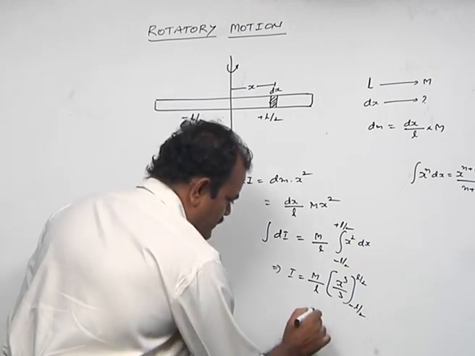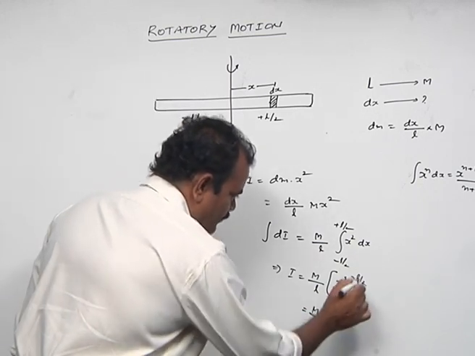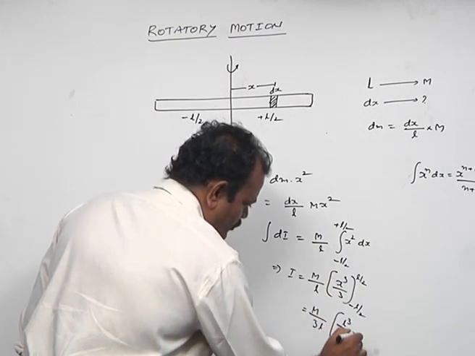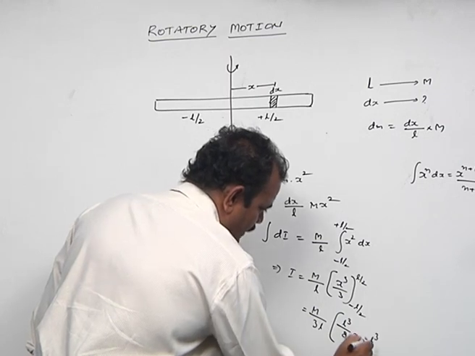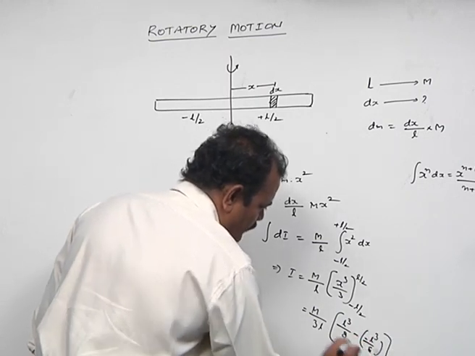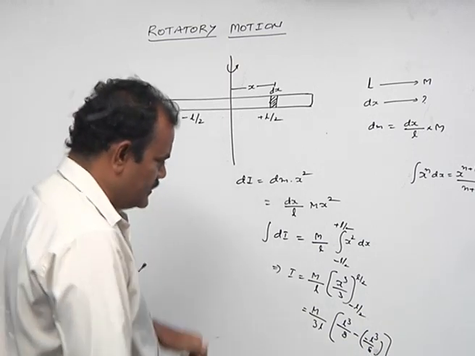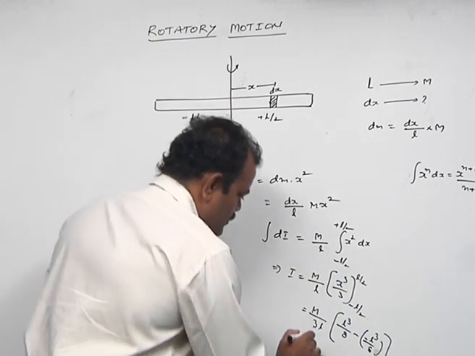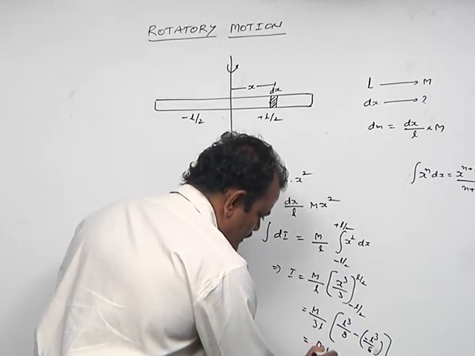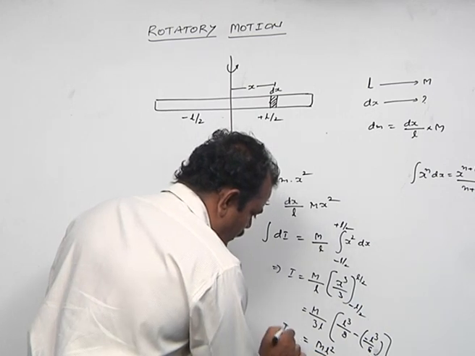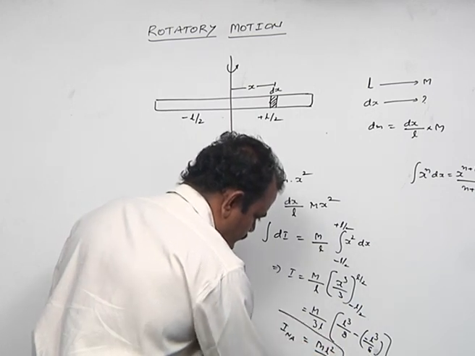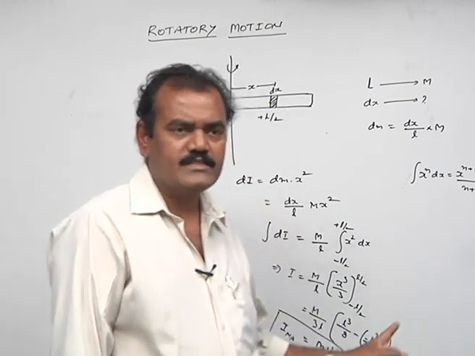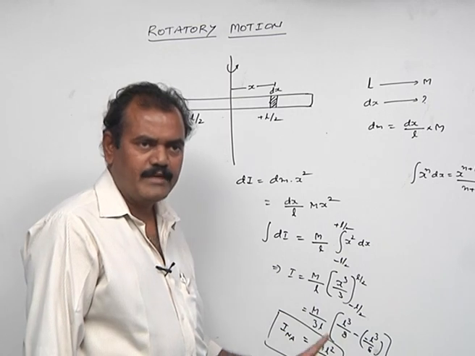Now this can be taken as M by 3L, and when you apply the upper limit, it becomes L cube by 8, and when you apply the lower limit, it becomes minus L cube by 8. Overall it becomes L cube by 8 plus L cube by 8, which is L cube by 4. So overall it becomes ML square by 12, and that is I_NA. That is, the moment of inertia of the uniform thin rod about the natural axis is I_NA is equal to ML square by 12.